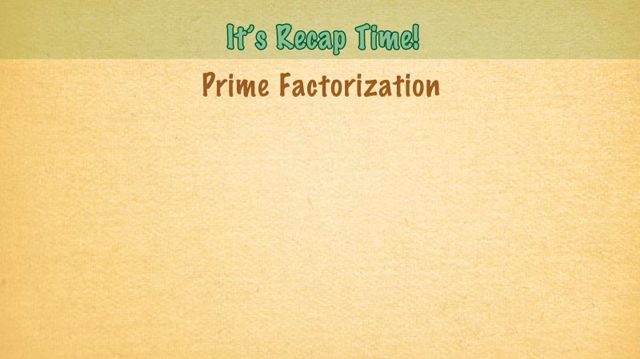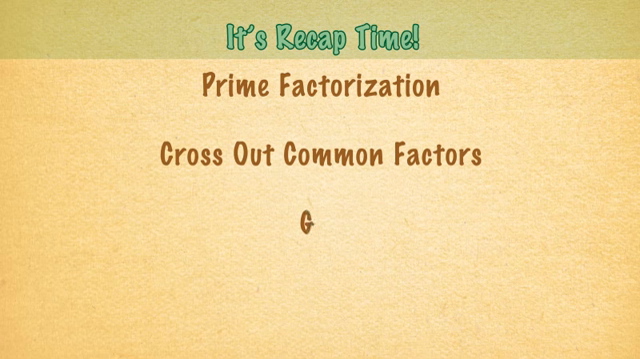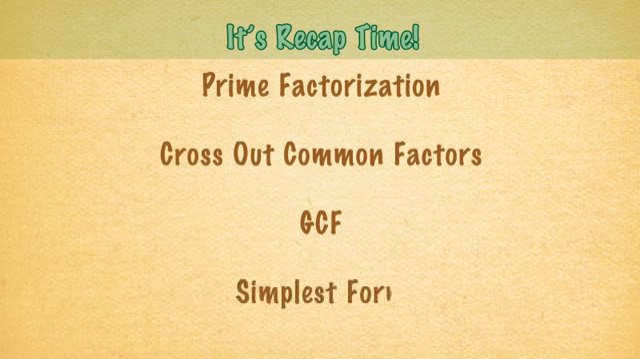Remember that in order to simplify fractions, you need to know how to completely factor numbers using prime factorization. All you have to do is compare prime factors of the numerator and denominator. Then you can cross out any common factors to find the simplified fraction. The product of all the common factors is also called the GCF. If you simplify a fraction with the GCF, it will be in its simplest form.